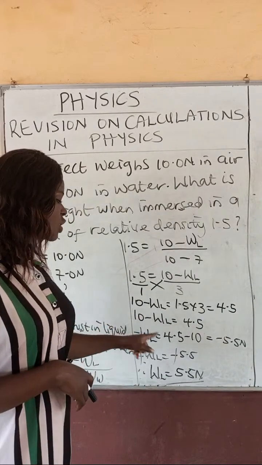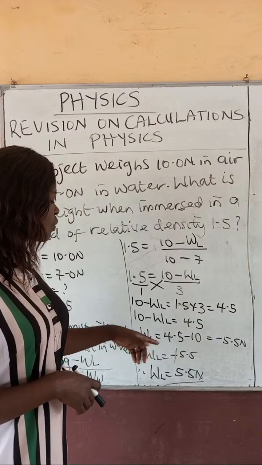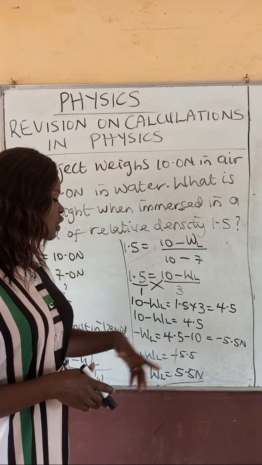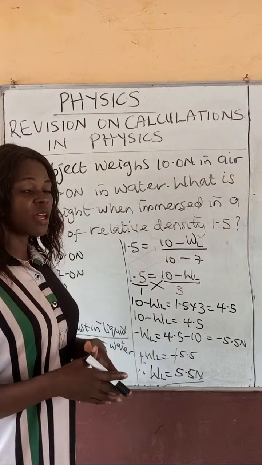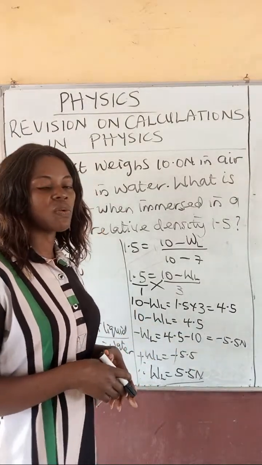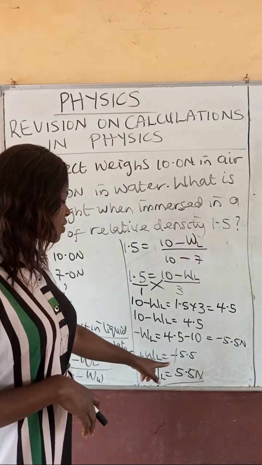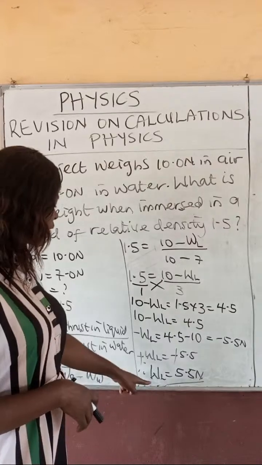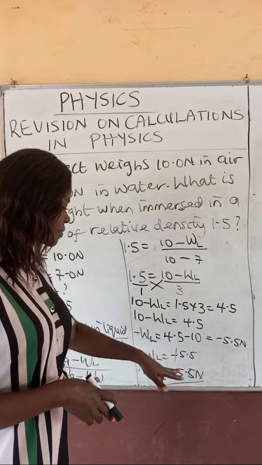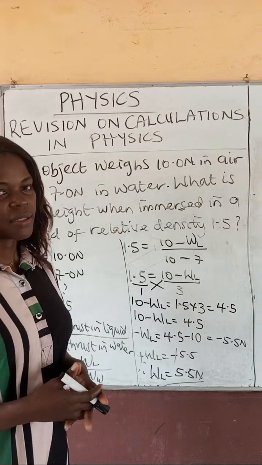Then I'm carrying this 10 to the other side and the sign will change. Remember, here is plus, it will change to minus. So I have minus weight in liquid is equal to 4.5 minus 10. When I subtract, I get minus 5.5 Newton. This negative sign is going to cancel this negative sign. So the weight in the liquid is equal to 5.5 Newton. Is that okay?